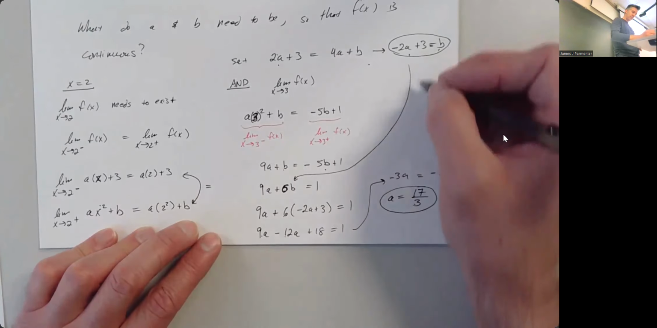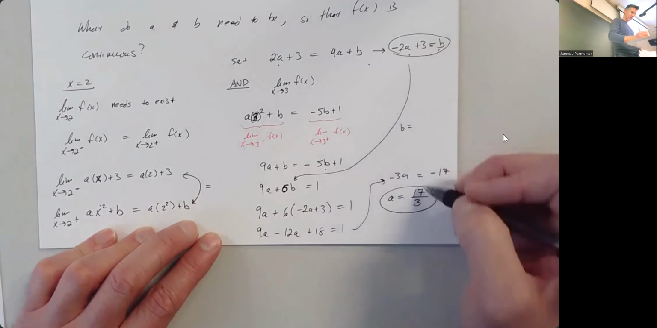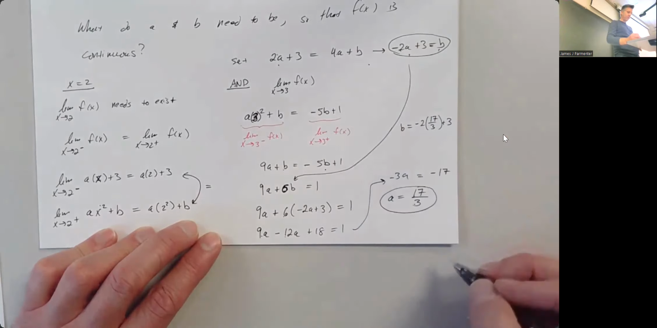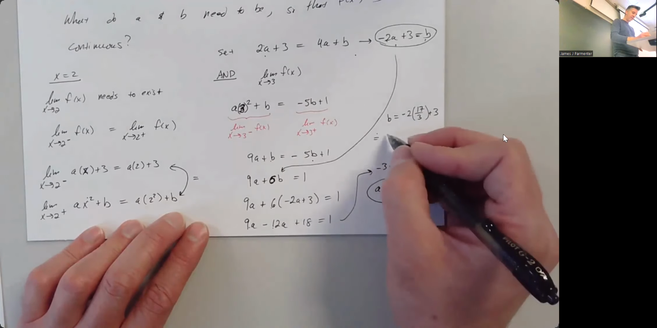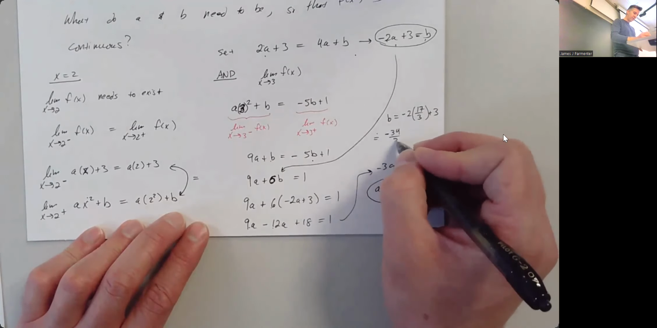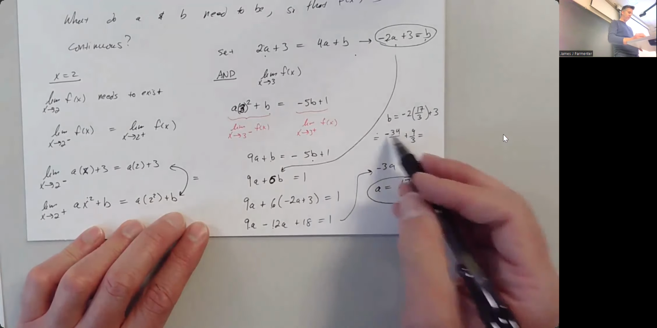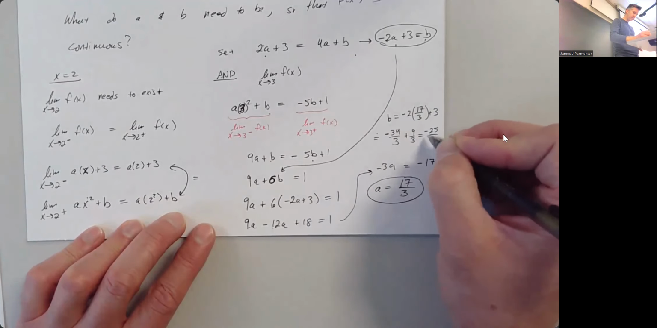So that means there's never enough room. b is going to equal negative 2 times a plus 3, which is kind of gross, but we can write it out. That's going to be negative 34 thirds, and 3 is equal to 9 thirds. And negative 34 plus 9 is going to be negative 25 thirds.